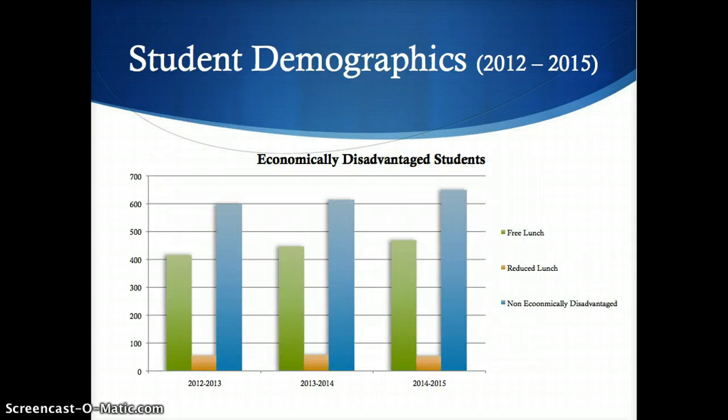The next graph shows us a picture of our economically disadvantaged students. Our economically disadvantaged students tend to be about 45% of our student population. In green and tan are the two groups that are economically disadvantaged. This is a large portion of our population that we need to consider at all times.